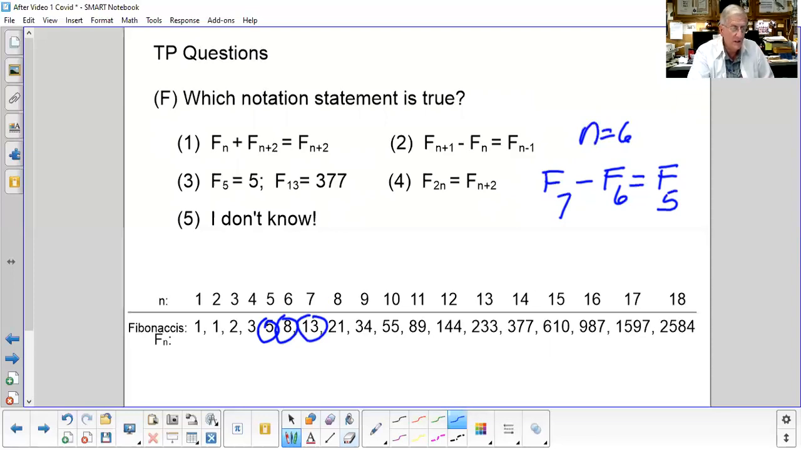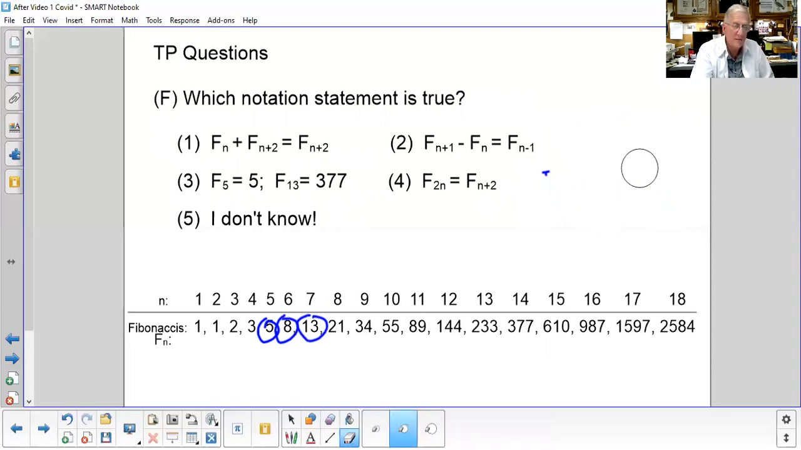Look at the diagram again. Let me get rid of all this stuff. Let's see if the next statement I make on here makes any sense. Is f sub 5 equal to 5? Yeah. Is f sub 13 equal to 377? No. F sub 13 is 233 right here, right? So that isn't correct. Now, wait a minute. Look at number 4.